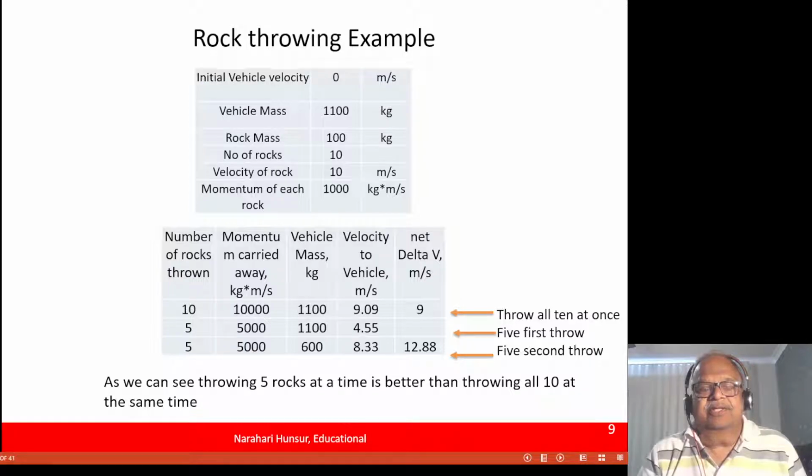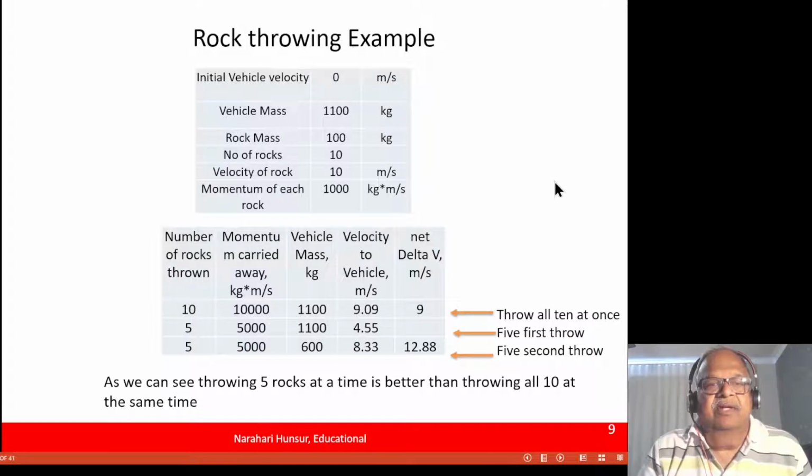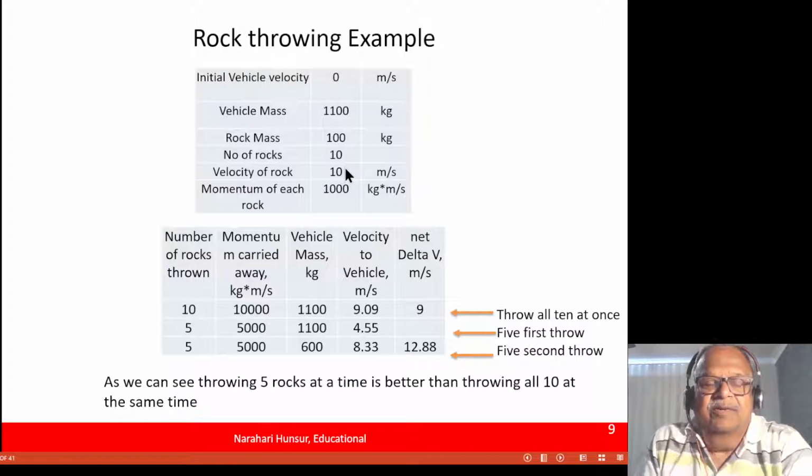Okay, so here is a small Excel example I have built. The initial velocity, assume the vehicle is zero. I mean, it stands still. Let's assume the vehicle mass is about 1100 kg, and the rock mass is about 100 kg. And let's assume that the number of rocks he has is 10, and the velocity at which he can throw is 10 meters per second. Of course, this is a little on the higher side. A 100 kg thing you cannot really throw, but just for calculations and round numbers, I have made it like that.